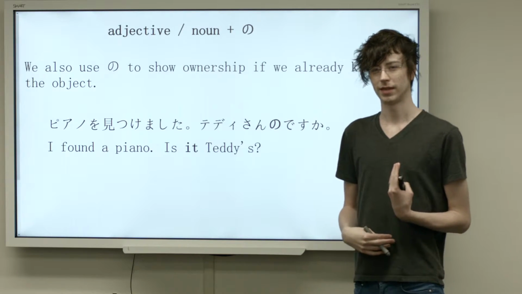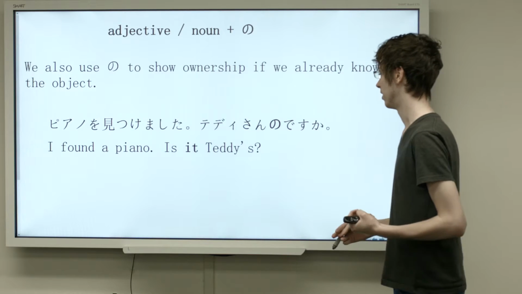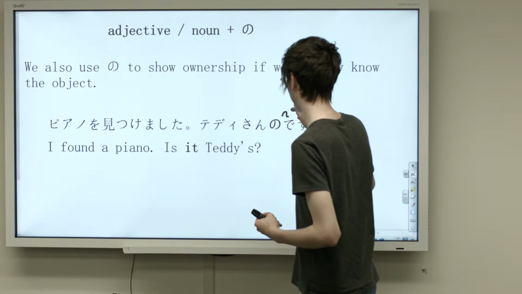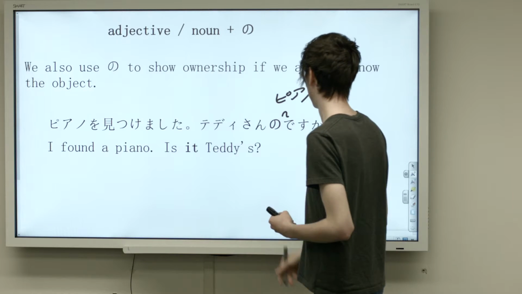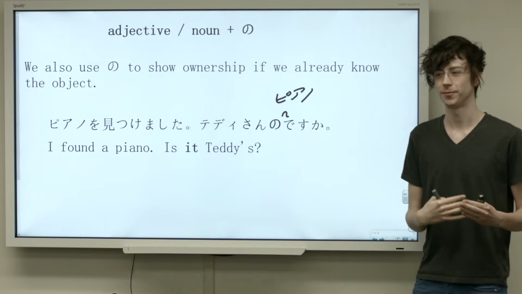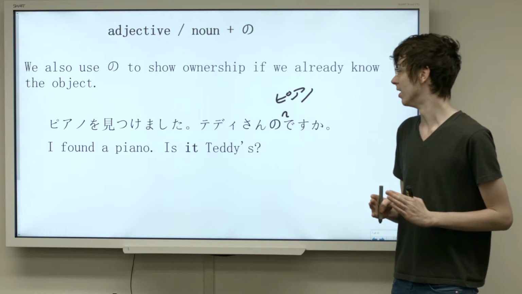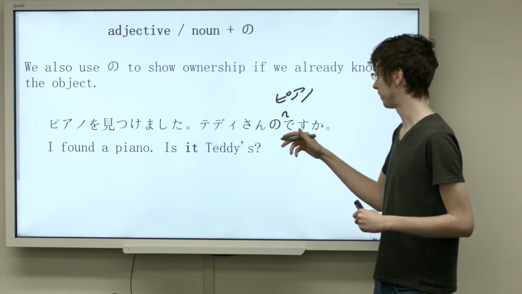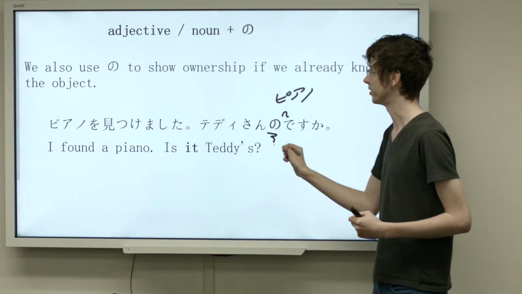And you might be able to think, well, wouldn't it be Teddy no piano desu ka? Exactly, that is correct. You could do that. You could add piano right here. But of course, we like to condense things when we speak, especially in the casual form. So instead of saying Teddy no piano, you just say Teddy no desu ka? Is it Teddy's? Because this shows ownership.